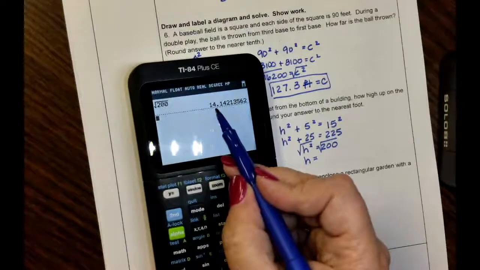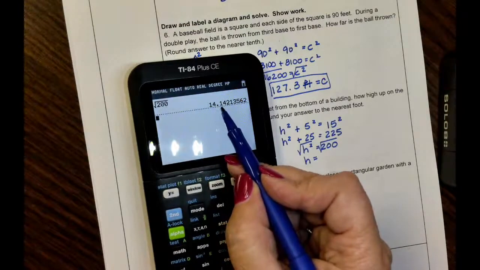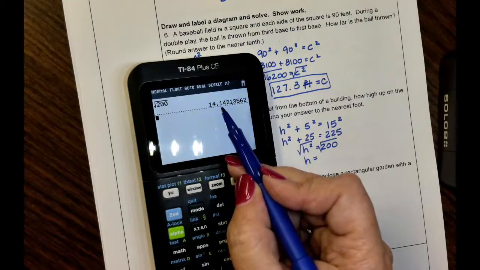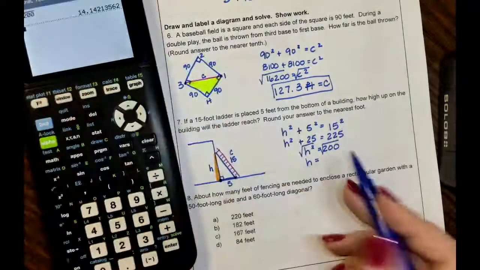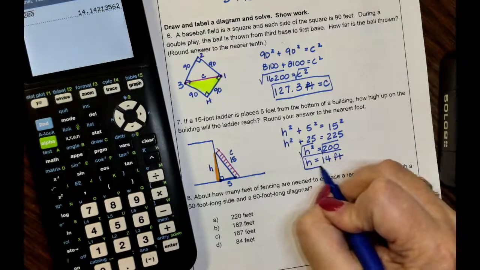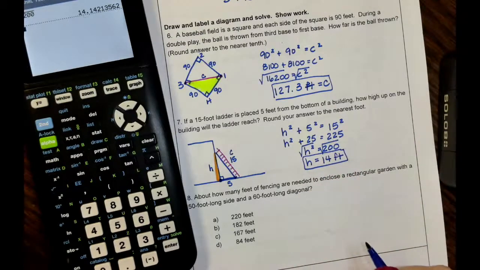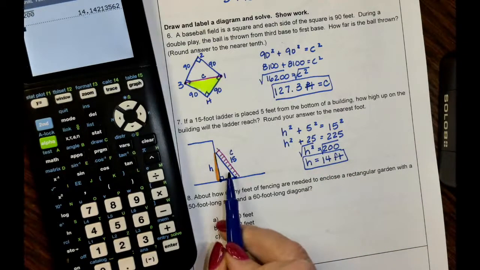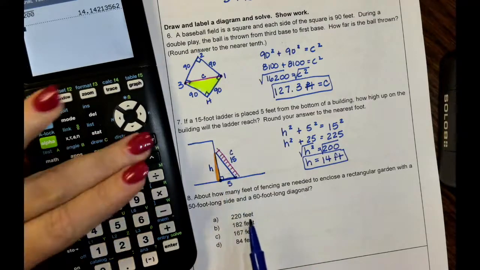So we look one number behind it. The 1 doesn't affect the 4. So to the nearest foot is 14 feet. So the ladder is going to reach approximately 14 feet up the building, which makes sense. It has to be shorter than 15. So you can always double check and make sure that that makes sense.